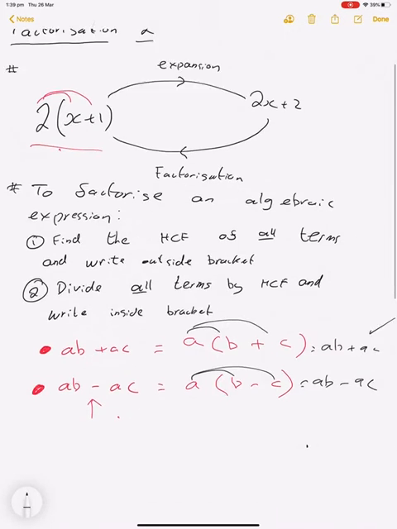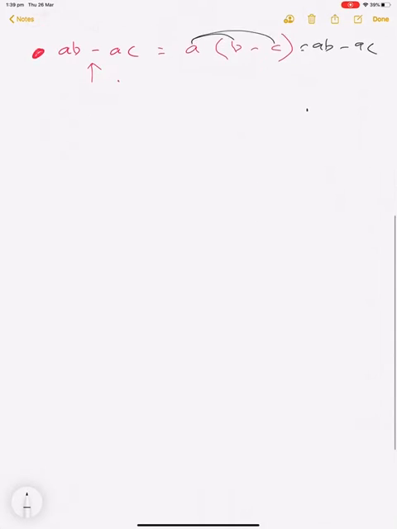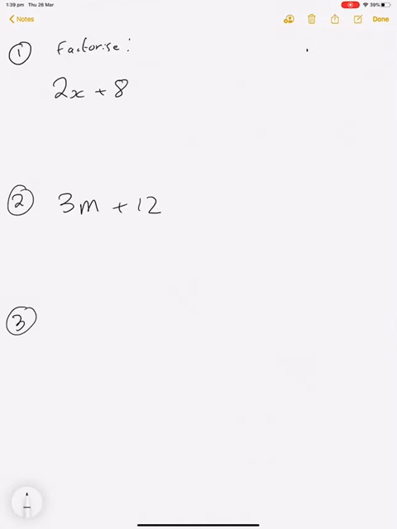Let's have a look at some more examples. Let's do 3 examples. I would like you to factorise 2x plus 8, 3m plus 12, and 8xy plus 20x. Pause the video and see if you can factorise these.